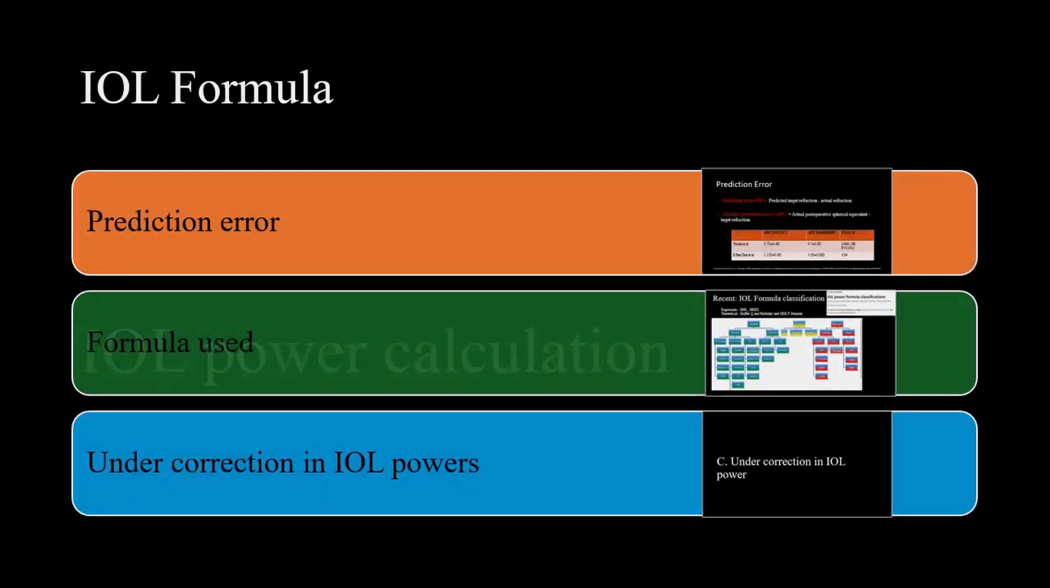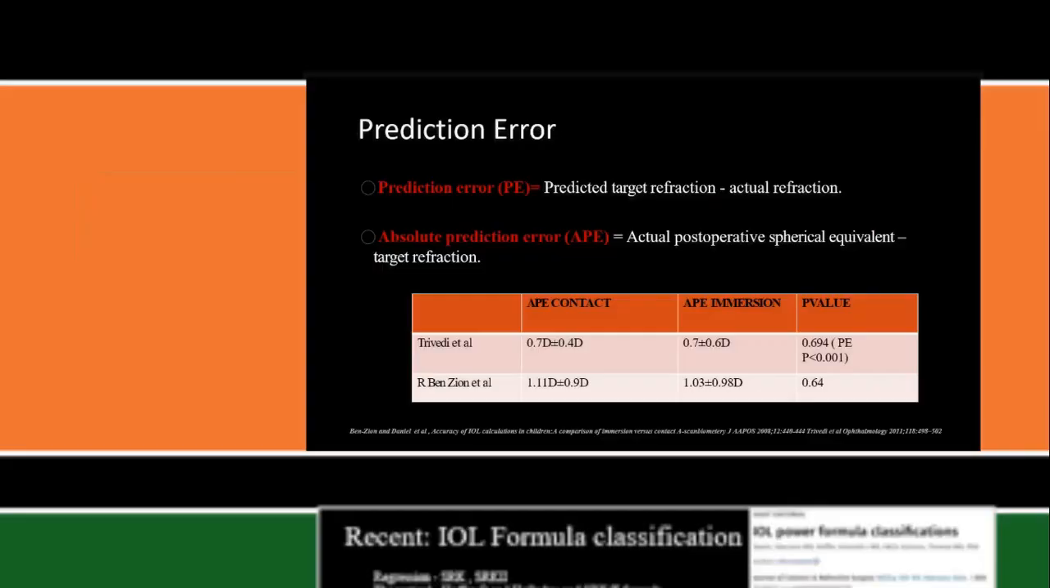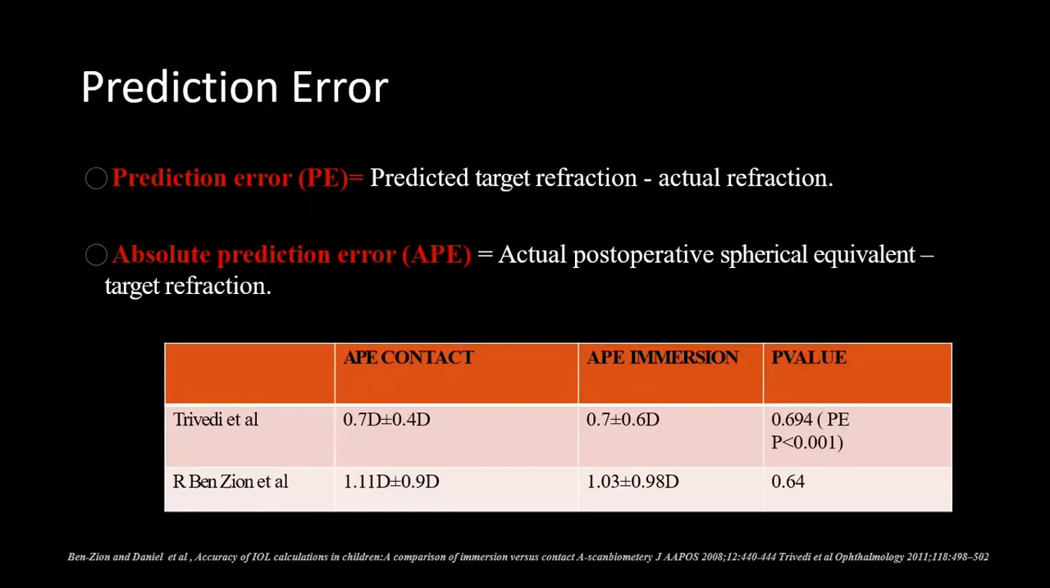Coming to IOL power calculation, we mainly have to discuss the prediction error, the formula used, and the undercorrection in the IOL powers. Prediction error is the predicted target refraction minus the actual refraction. Suppose we want to target a refraction of +5 postoperatively, but postoperatively the actual refraction is only +4, the prediction error is going to be +1.